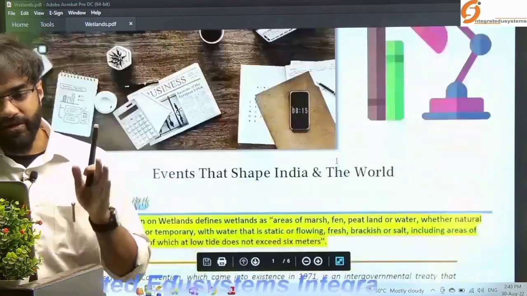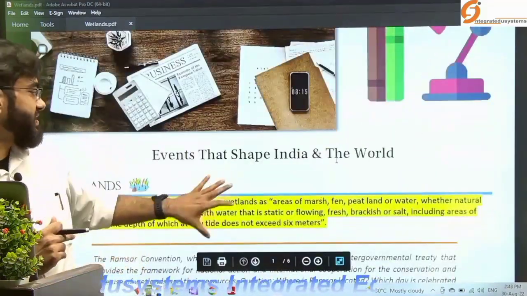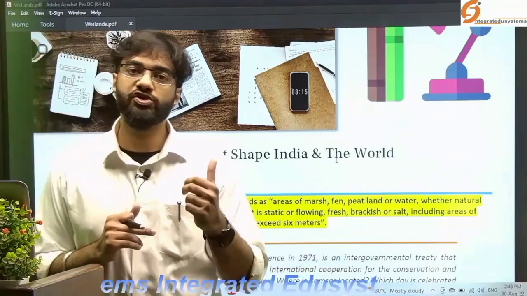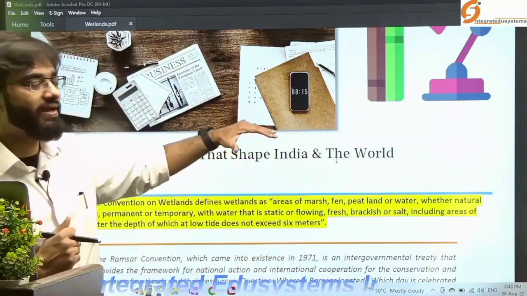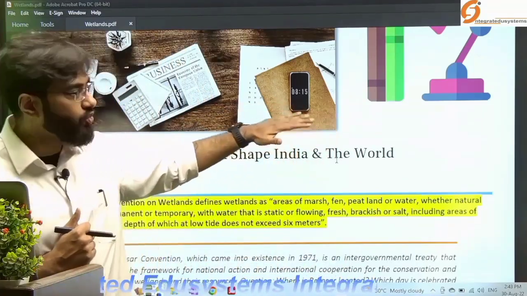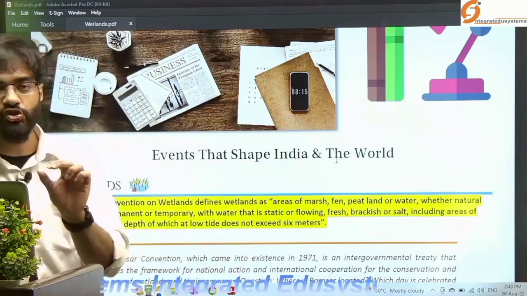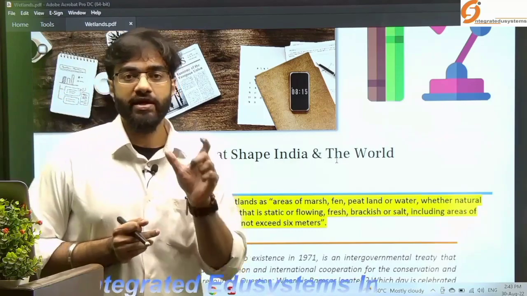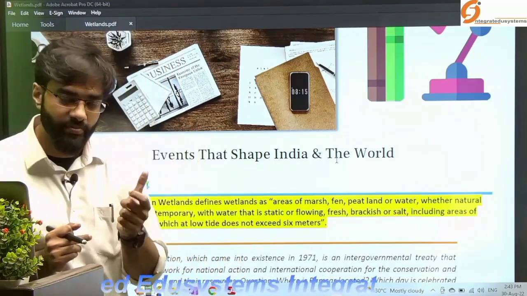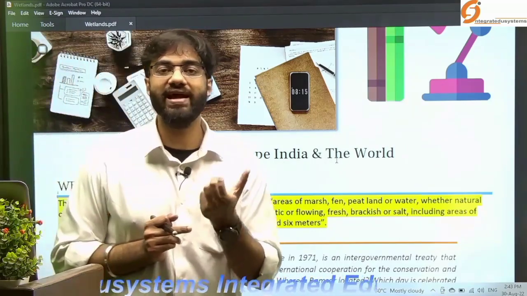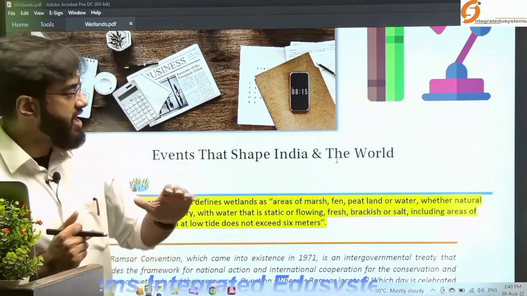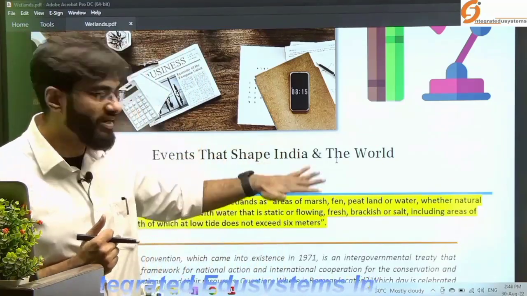So in a simple manner, first we'll discuss what wetlands are. One of my approaches when we are discussing wetlands is that first we have to establish the structure. Now this structure will also enable you to comprehensively write an answer in mains as well. For example, you will come to know as we discuss further.